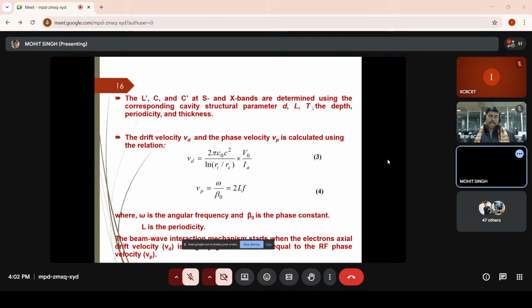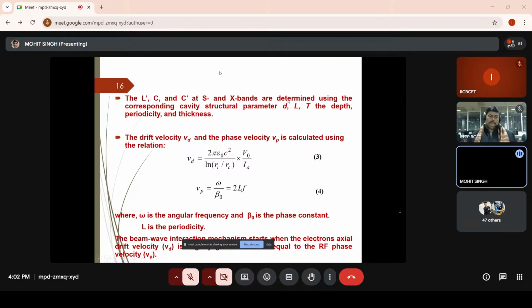Now that synchronism will be established when our VD and VP are equal. What is VD? VD is the drift velocity of the electron beam and VP is the phase velocity of the RF wave. If both are equal, then only there is a transfer of kinetic energy of the electron beam to the RF wave. Then only we can say we are generating the high power microwave. Otherwise, we are not able to generate the high power microwave.